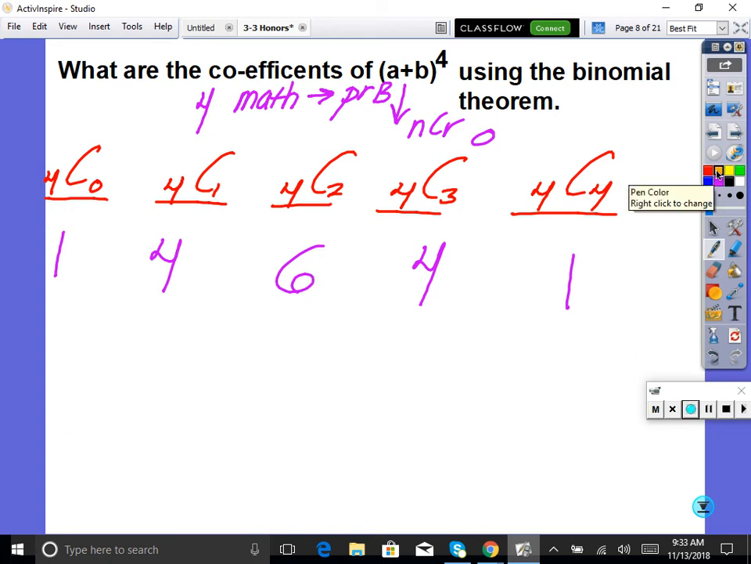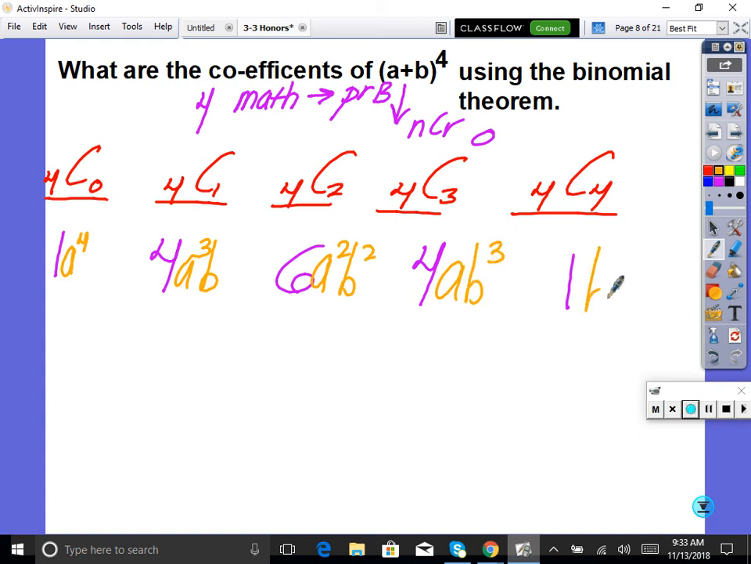Okay, now let's fill in the rest. What's our front thing? A? Yeah, so we'll do a to the 4th right here. A to the 4th, a to the 3rd, a to the 2nd, a to the 1st, a to the 0. So I'm not going to write it. Then we'll take our back thing, b to the 0, b to the 1st, b to the 2nd, b to the 3rd, b to the 4th. Now here's one thing you should check. Before you simplify it, it should be 4. Oops, let's not do the same color there. Let's change the yellow. 4, 4, 4, 4, and 4.